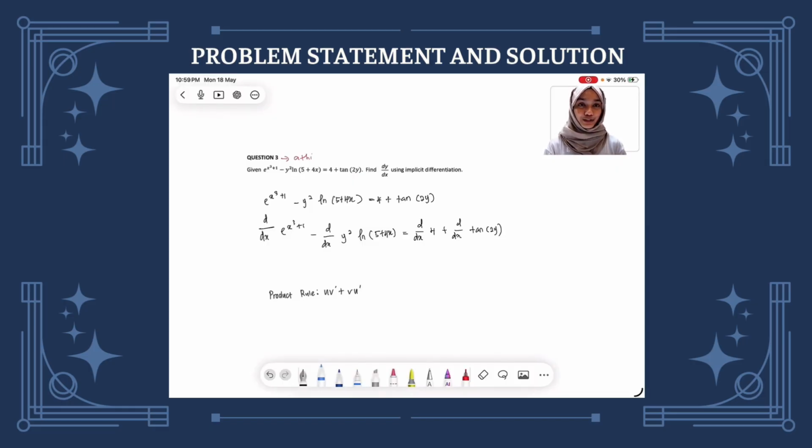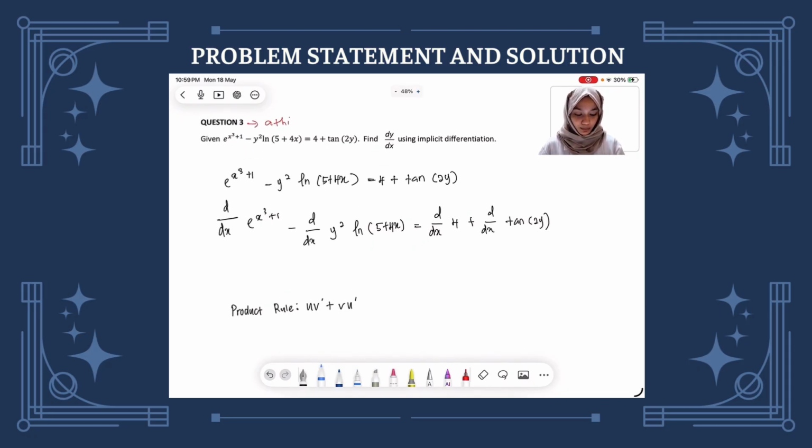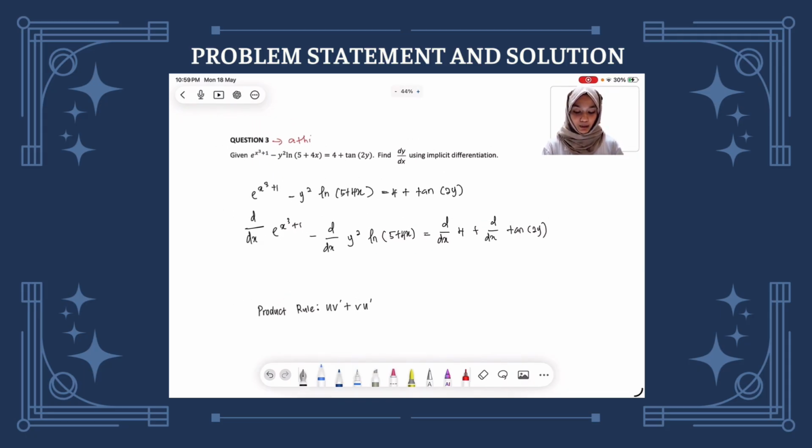First of all, thanks to Rashidi for solving the first question. Next, I am going to solve the second question. So, this is the problem statement given: e to the power of x cubed plus 1 minus y squared ln of 5 plus 4x equal to 4 plus tangent of 2y. Find dy over dx using implicit differentiation.